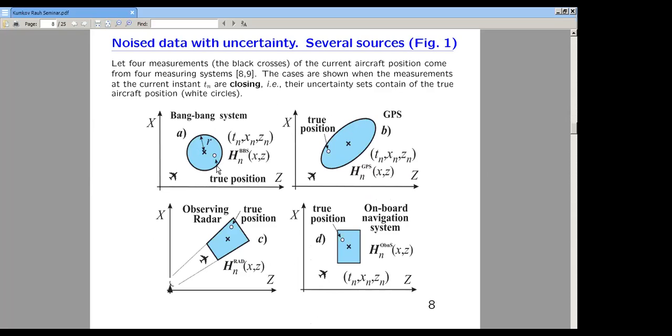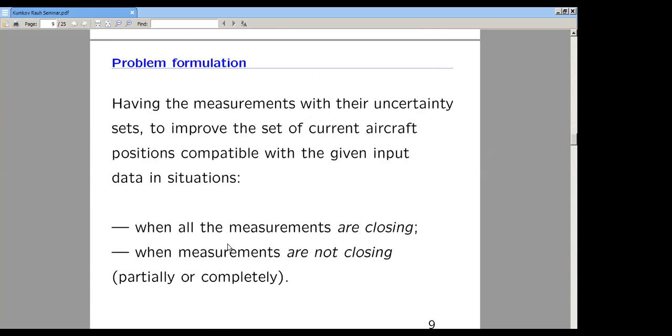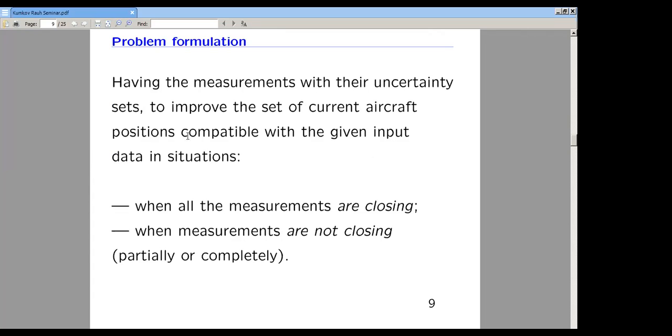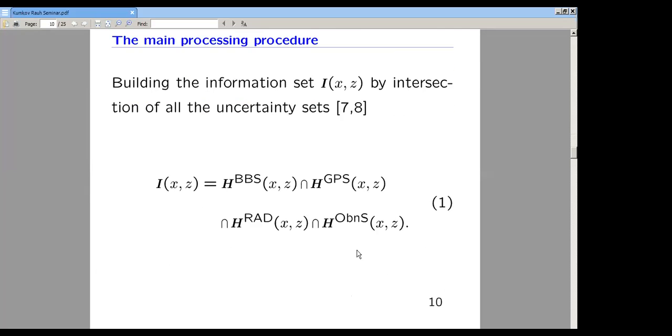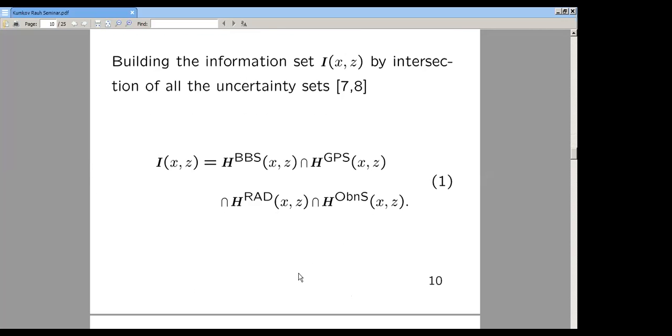Here I show the cases when the current measurements are closing, that is, the uncertainty sets contain the true aircraft position. It's very important because our further steps depend on whether these uncertainty sets intersect or not, or partially intersect, for example. So we formulate the problem: having the measurements with the uncertainty sets, to improve the set of current aircraft positions compatible with the given situations. In two situations, when all the measurements are closing, or when measurements are not closing, partially or completely. And the main procedure is intersection, as I said, of these uncertainty sets and some additional auxiliary sets.